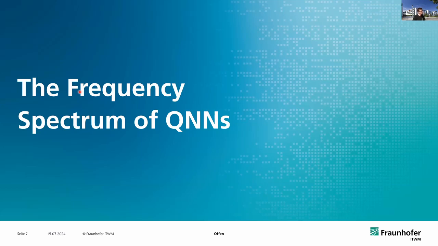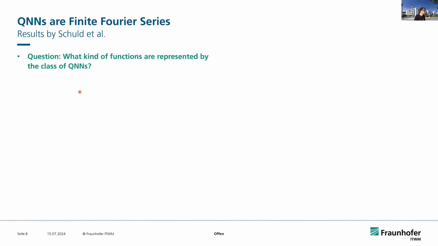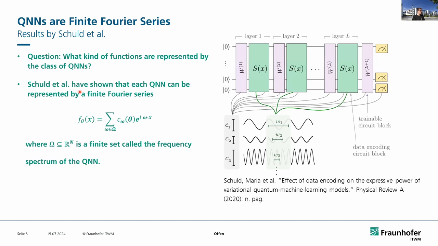So now let's take a closer look at the so-called frequency spectrum of quantum neural networks. You may ask yourself the question, what kind of functions, classical mathematical functions, are represented by the class of QNNs? And Maria Schuld et al. gave an answer to that question, and they have shown that each quantum neural network can be represented by a finite Fourier series. Okay, so you see we have a finite sum, and the set capital Omega is called the frequency spectrum of the QNN, and here you have some complex coefficients, and you have terms of the type e to the power of i times the vector omega dot product x.